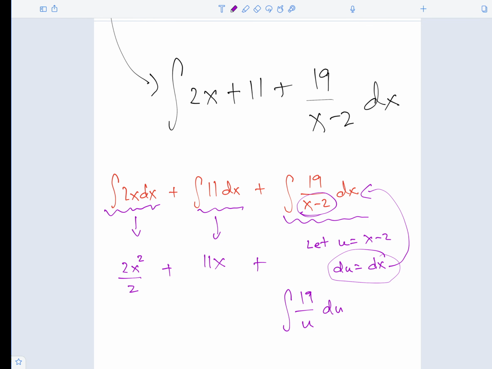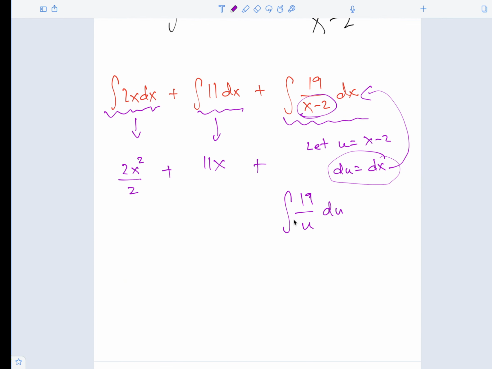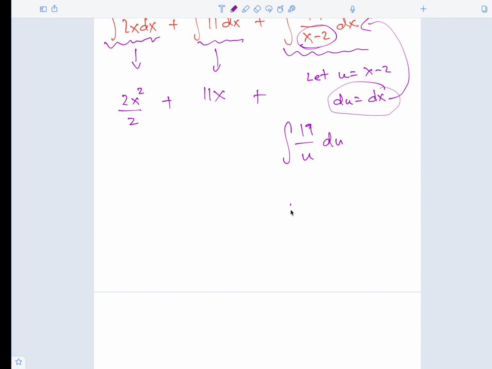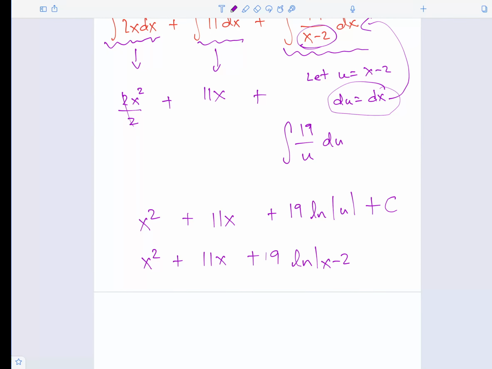And so that's pretty easy to solve. That's just going to become 19 natural log u plus c. The ones in front we'll simplify, all I did was 2 divided by 2 is 1. And then again, we're not solving for u, we're solving for x, so we're going to write it as x squared plus 11x plus 19 natural log x minus 2 plus c.